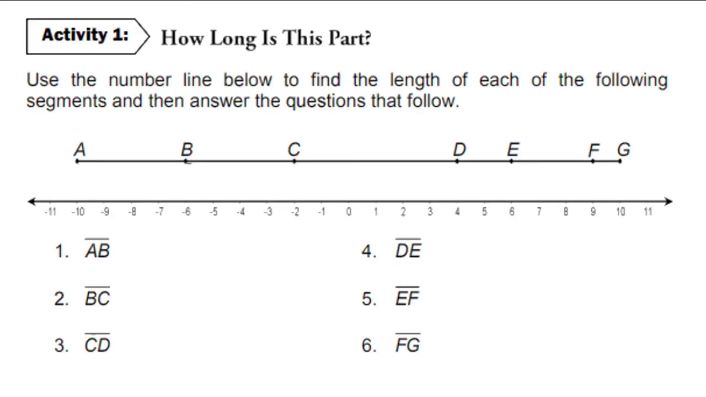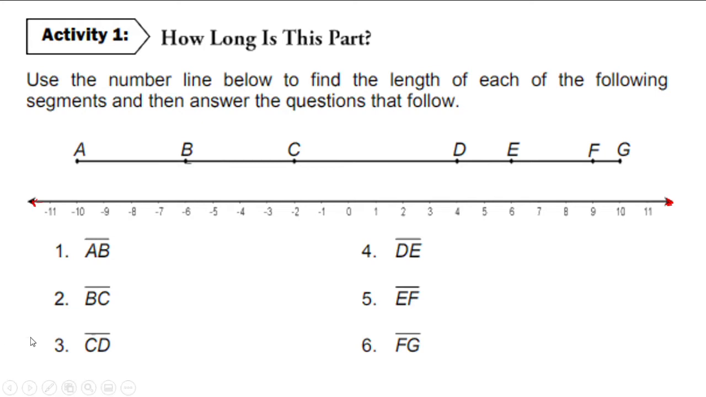Use the number line below to find the length of each of the following segments and then answer the questions that follow. Before we answer that, let's first recall what a number line is. Mathematically, a number line can be defined as a straight line with numbers placed at equal intervals or segments along its length. A number line can be extended indefinitely, and these arrows signify that it extends infinitely in any direction. It is usually represented horizontally.